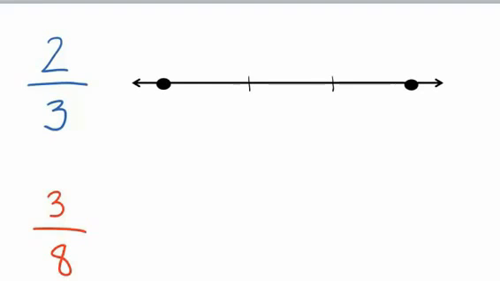This number line is going to show a value between 0 and 1. The whole is split into 3 equal parts. 1, 2, 3. That's why our denominator is 3. The numerator 2 tells us that 2 of the 3 sections are shaded in. 1, 2. So this now shows us 2/3.